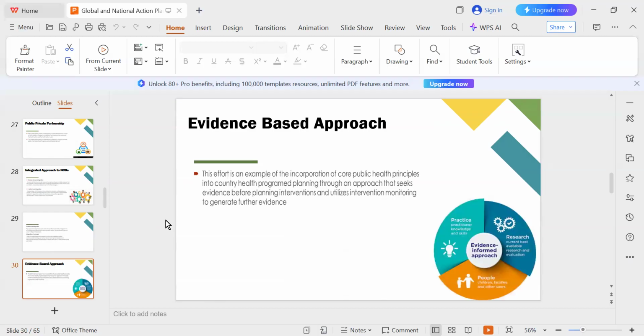Then there is the evidence-based approach. This effort is an example of the incorporation of a core public health principle into a country health programme planning, through an approach that seeks evidence before planning interventions and utilizes intervention monitoring to generate further evidence.